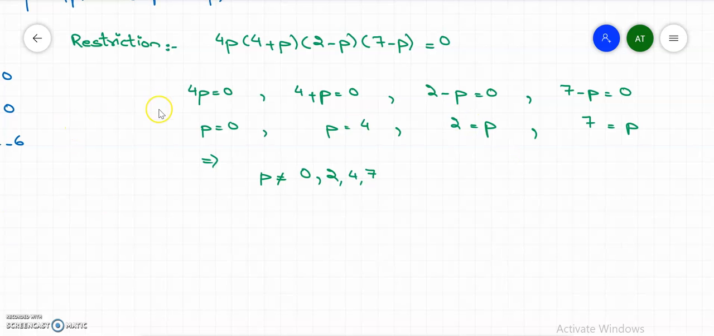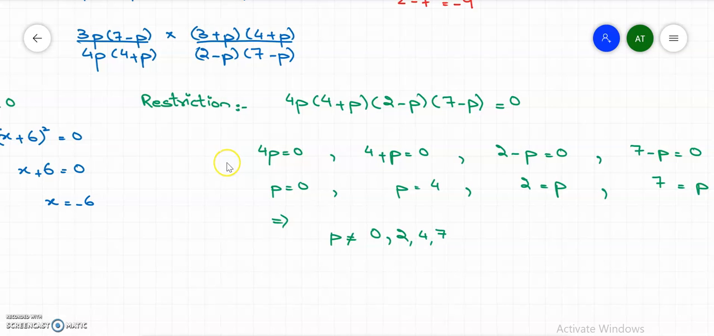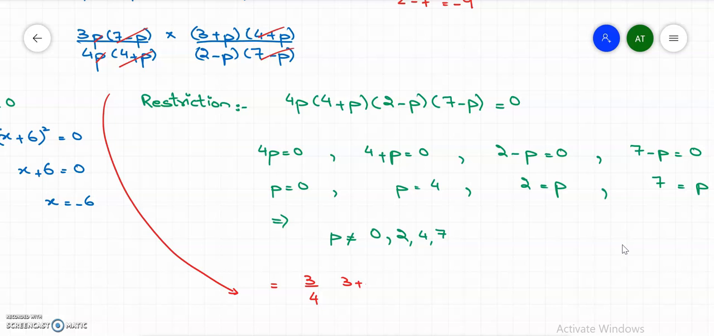After stating the restrictions, we can cancel the like factors from the numerator and the denominator. So we can see 7 minus p, 7 minus p, 4 plus p, 4 plus p, and this p and the p. Okay, so the simplified expression we have got is 3 by 4 times 3 plus p over 2 minus p. So that is the simplified expression of the second rational expression.